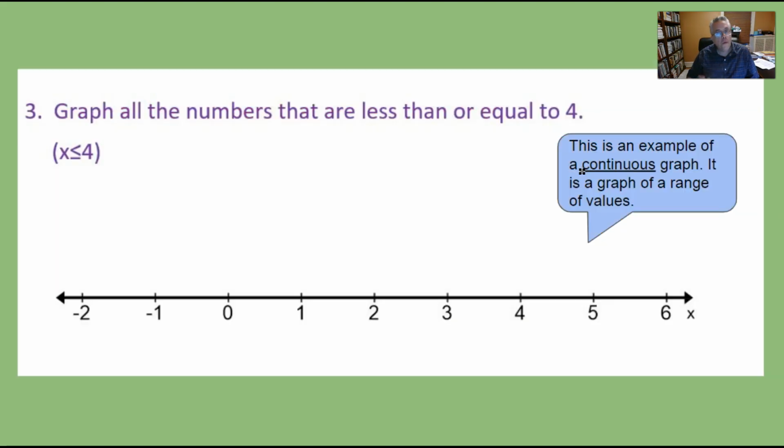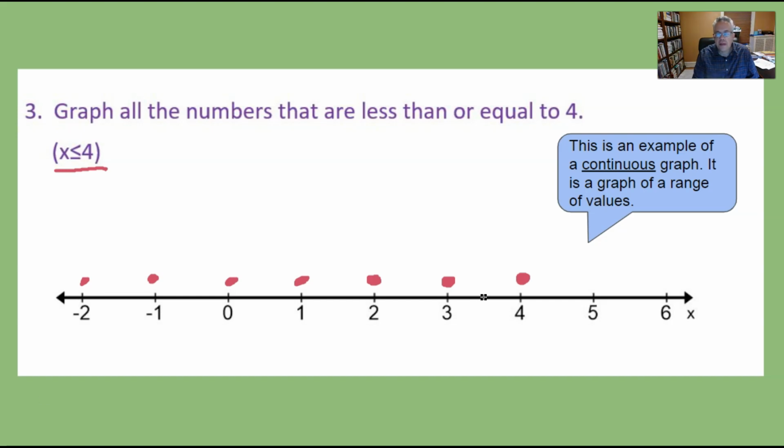So most of the time, though, we're going to be graphing inequalities, and their graph is a range of values. It's known as a continuous graph. So on this graph, I want to start graphing points that satisfy x is less than or equal to 4. So I can start at 4, that's the value where x equals 4, and then I can start marking numbers that are less than 4, like 3 is less than 4, 2 is less than 4, and I could keep going, but I haven't nearly marked all of the numbers.